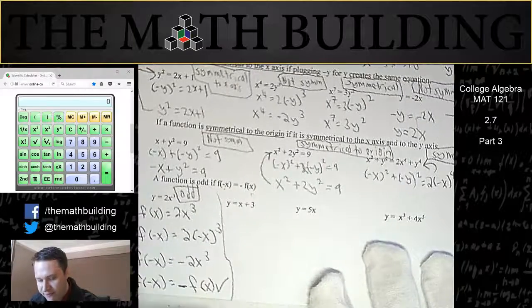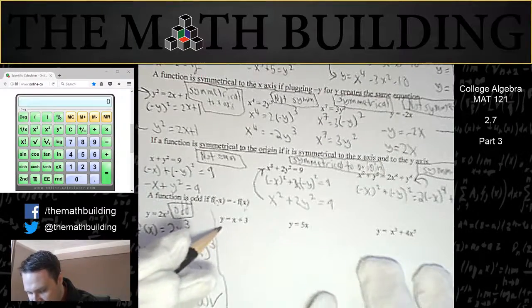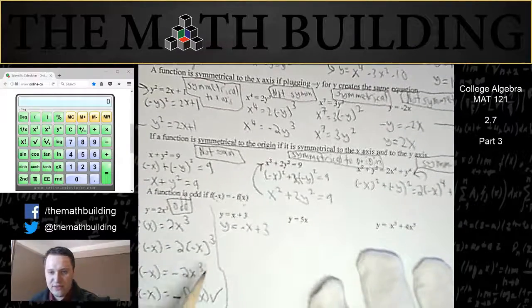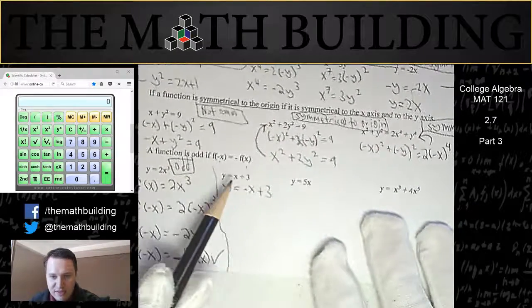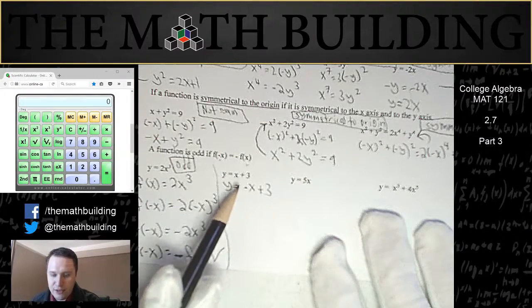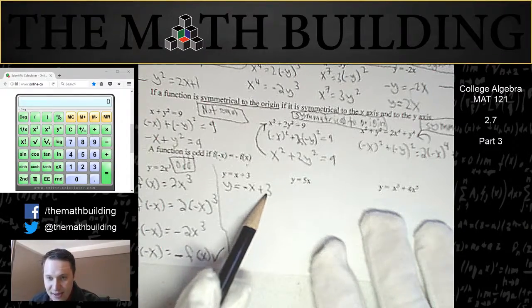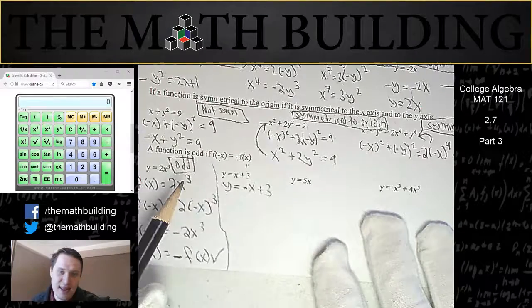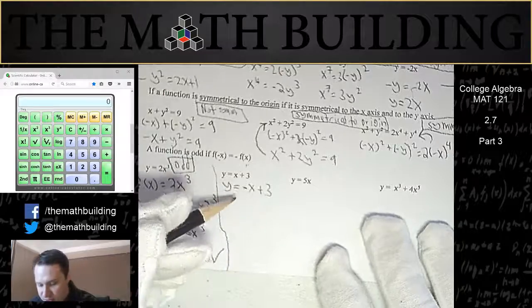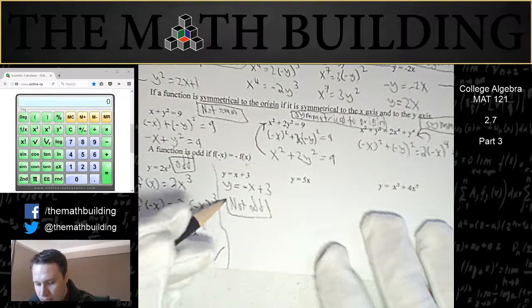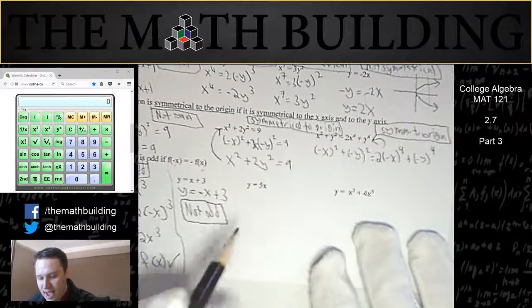Is this an odd function? Let's plug in negative x. And we see that that's not going to be this entire thing being negative. In order for this to be odd, this would have to be negative, and this would have to be negative. We'd have to be able to pull a negative sign out, and we can't do that, so this is not odd. That doesn't make it even, it's just not odd. How about this one, though?